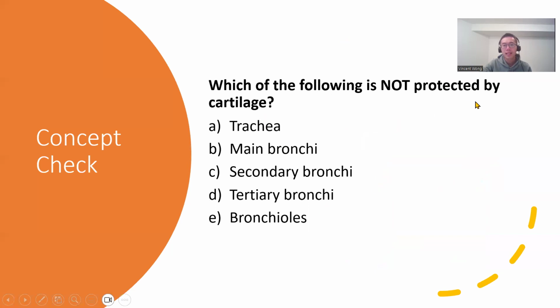Okay, which of the following is not protected by cartilage? Okay, so it'd be a simple question. Not protected by cartilage. Remember, the cartilage keeps them open. Without the cartilage, they will collapse. They will close. And obviously, we don't want them to close, right?